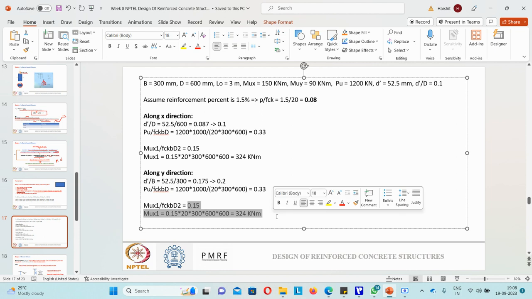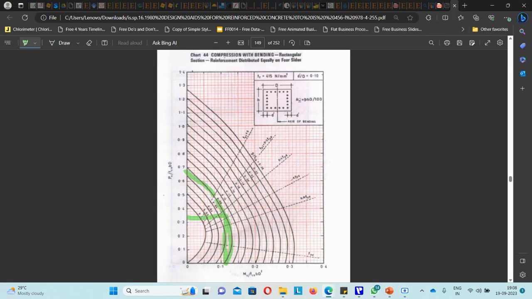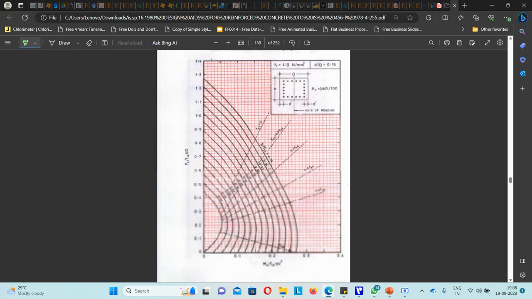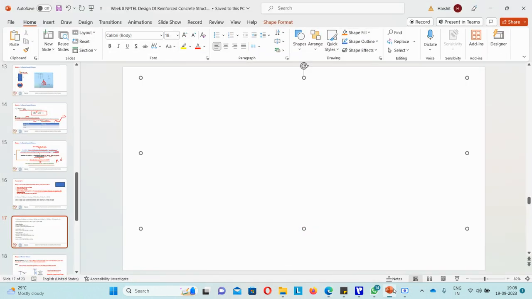So now, what will this value of Muy1 be? Again referring to the chart, d dash by d is now 0.2. My Pu by fck is 0.33, somewhere here, and this curve is somewhere here. If you see here and go here, it will come out just close to 0.1. So let's assume it as 0.1 only.